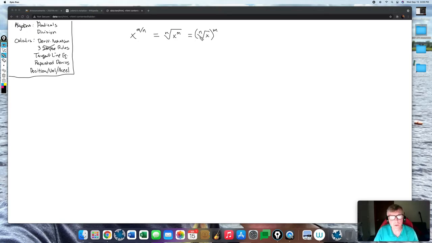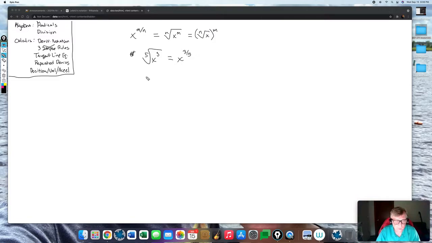Now, you can't do the 0th root of a number. That doesn't make any sense. So, of course, the fraction is undefined when the denominator is 0 anyway. But this is going to be a helpful thing when we are doing calculus. So, for example, say you have to do the 5th root of x cubed. You can rewrite that as x to the 3/5 all day long.